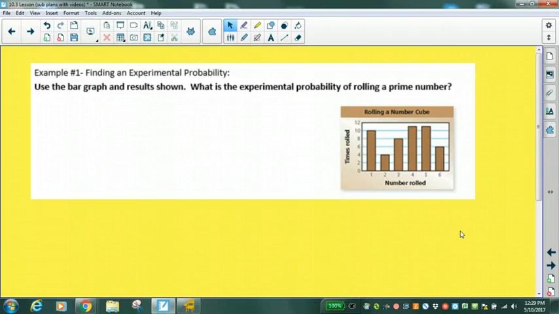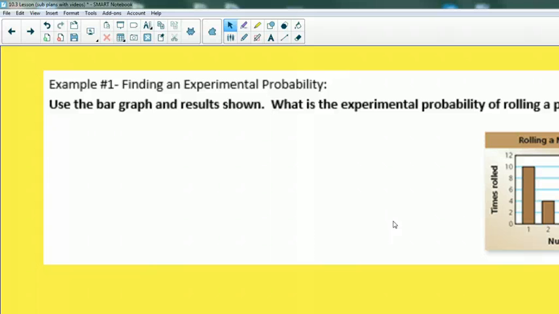All right, our first example is finding the experimental probability. Oh, let me get it up on the board here. All right, so we're going to use the bar graph and the results shown. What is the experimental probability of rolling a prime number?